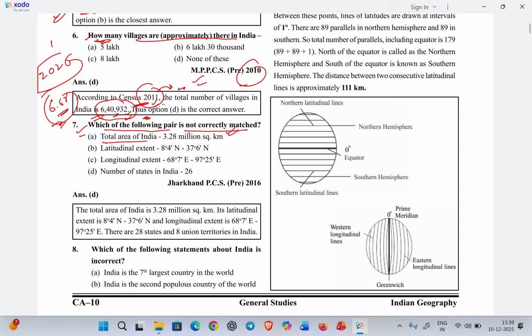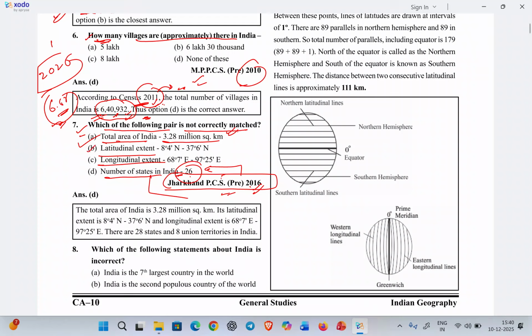Total area of India, it has been asked in JKPSC in 2016. Total area of India 3.28 million square kilometers, it is correct, we have already seen. Latitudinal extent, longitudinal extent, and number of states in India is 28. We have to see, it is as per 2016. Now we have to see as per 2025.